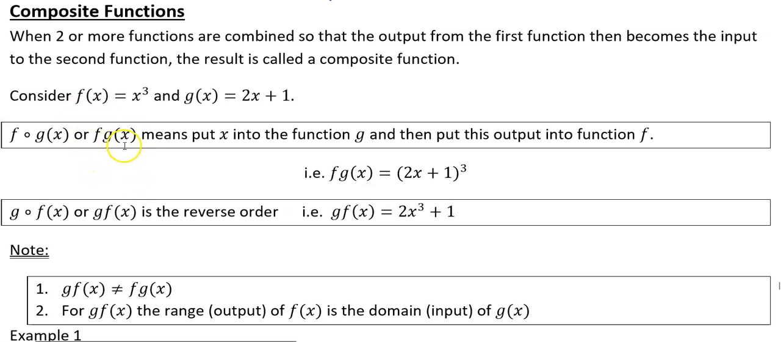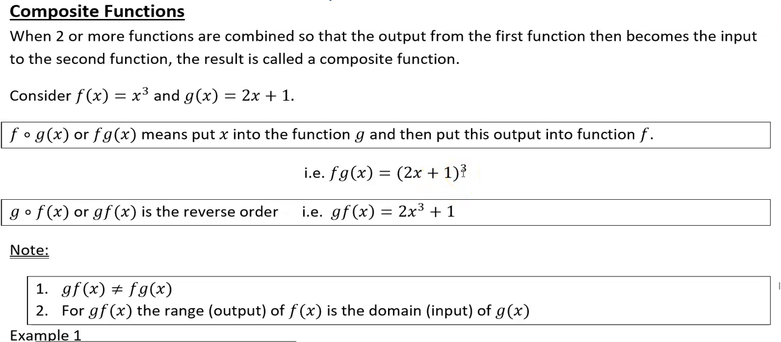If you have f g of x, that means you do the g function first, and then you do the f function to it. So you put your x value into your g function, and then whatever you get for that, you put into the f function. So f g of x means, the g function was 2x plus 1. So if you put x into 2x plus 1, you just get 2x plus 1. And the f function was cubing. So that means your 2x plus 1 goes in, and then it gets cubed.